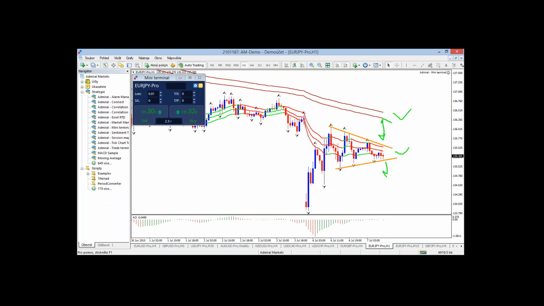So as we break below the 21, that is, I should draw that in red, that is a with-the-trend breakout trade here on the Euro Yen. Looks very interesting to me.